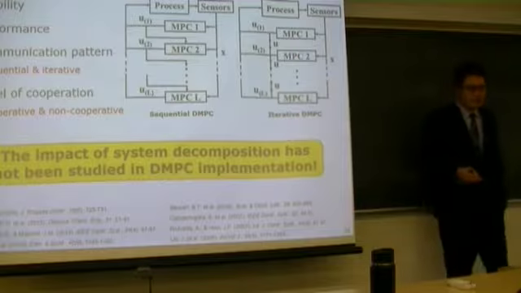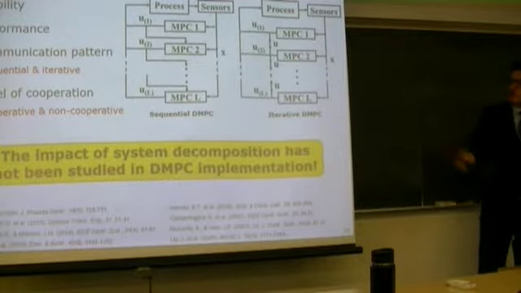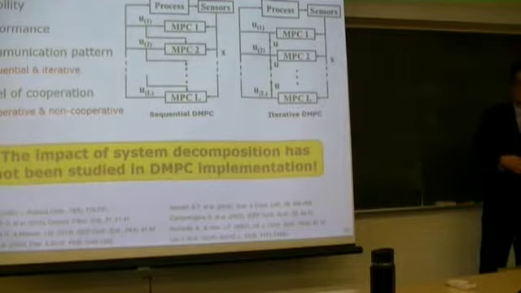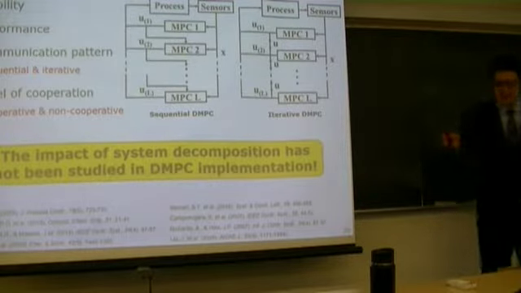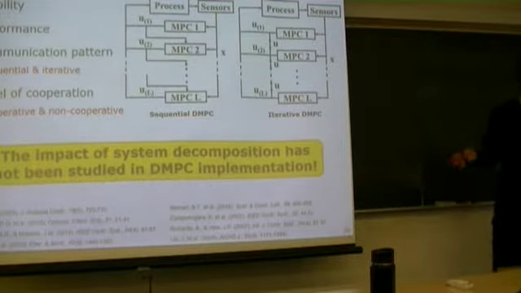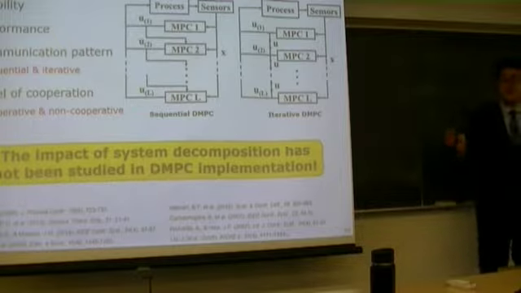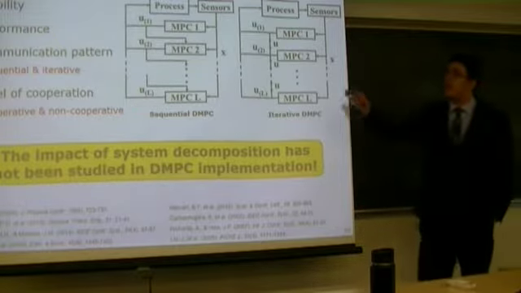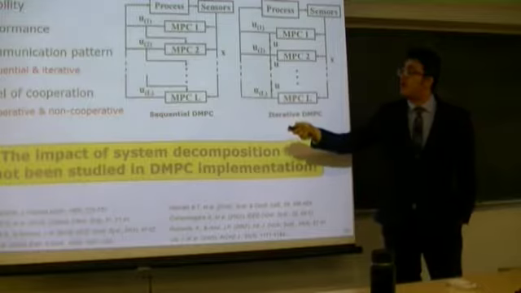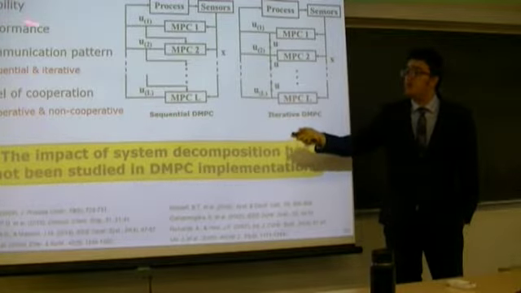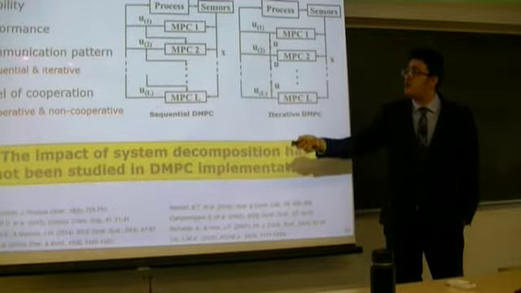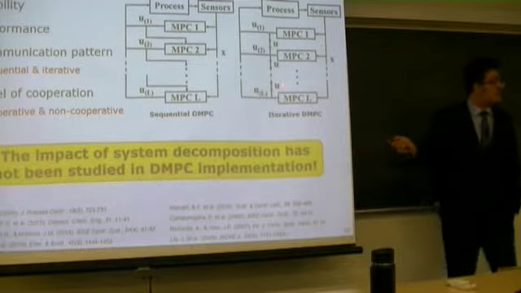Distributed model predictive control has been widely used in industry and academia, as I discussed in the previous slide. A lot of research work has been done in the area of distributed model predictive control, but it mostly focused on identifying stability criteria, performance evaluation, and introducing communication patterns like sequential DMPC and iterative DMPC.